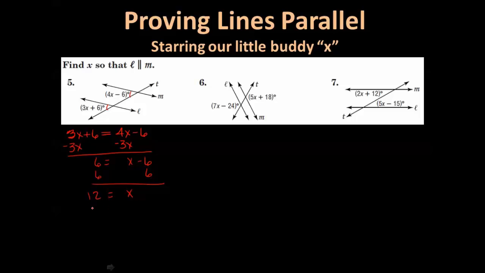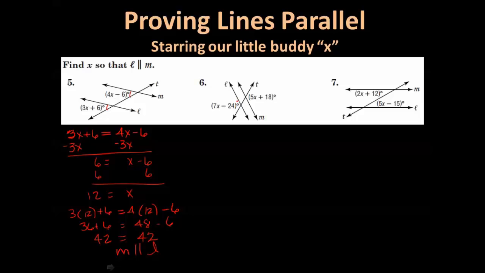And so now if I say 3 times 12 plus 6 should equal 4 times 12 minus 6. That gives me 36 plus 6, and 48 minus 6, and that's 42, and that's 42. So M is parallel to L. And that's all you've got to do for these kinds of problems.